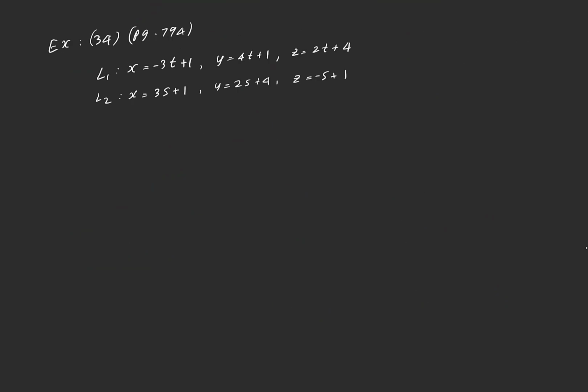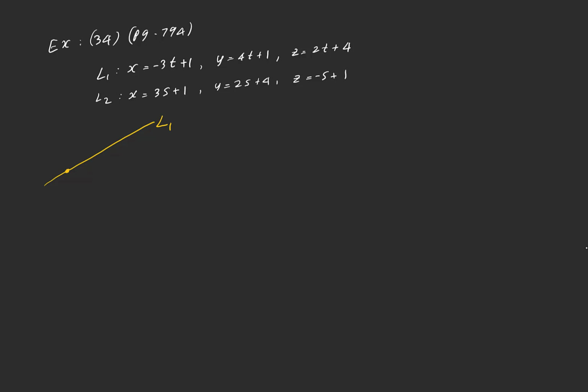This is problem number 34 of section 11.5. Page number is 794. There are two lines, L1 and L2. They are asking whether these two lines intersect, and if so, find the common point. Right. First, as I explained before, we check whether L1 and L2 are parallel. Before we check that, let me find the information we have.